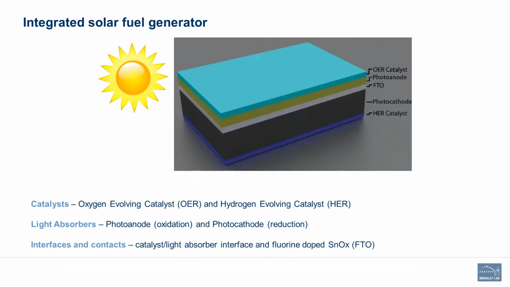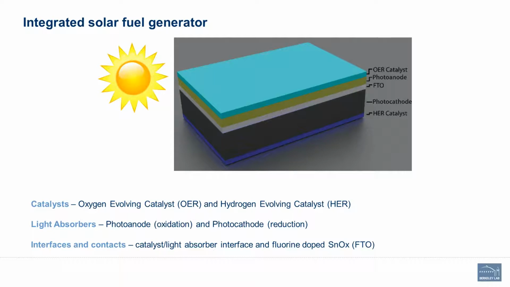However, we need to consider that to realize these integrated solar fuel devices, we actually need several components that have to be all integrated together, and charge generation and separation needs to be orchestrated in a way in which the reaction can be catalyzed. So specifically in our device, on the outer layers, we need catalysts, and we have an oxygen evolving reaction catalyst at the photoanode side, and then we have a hydrogen evolving catalyst at the photocathode side.